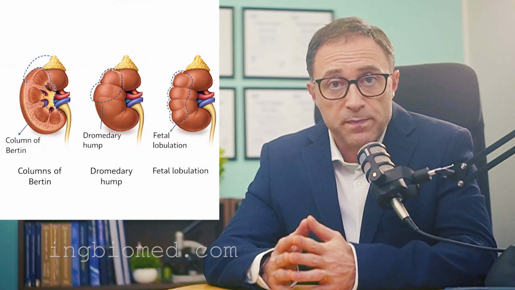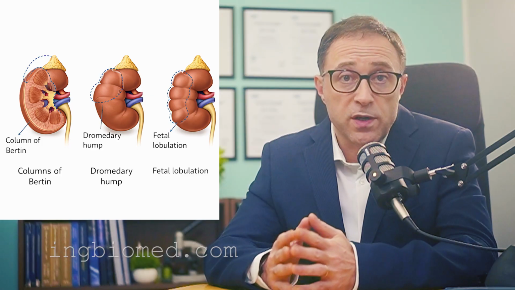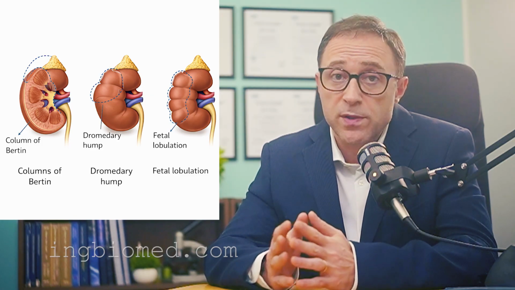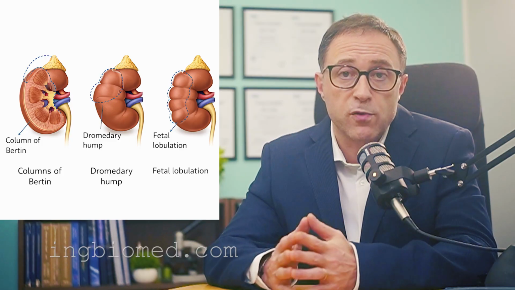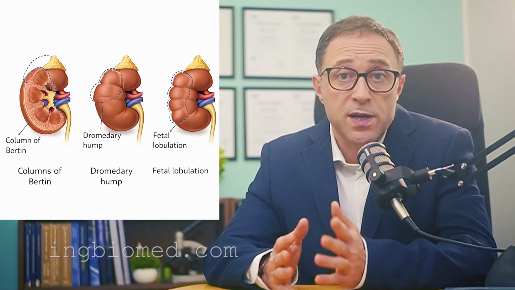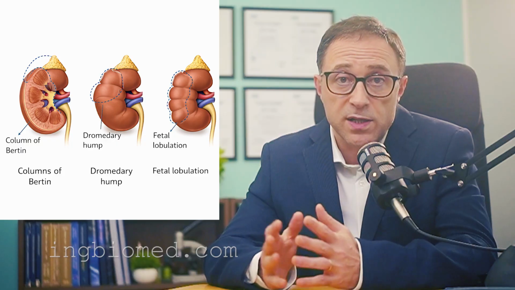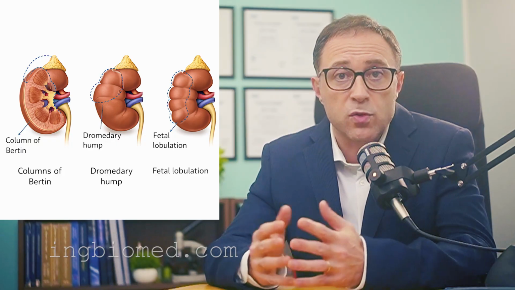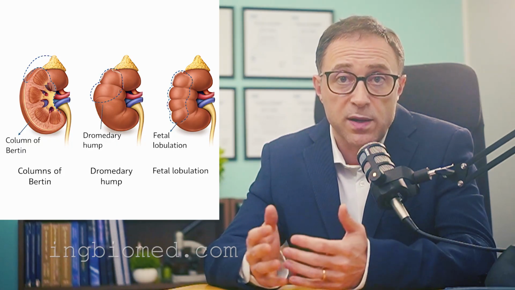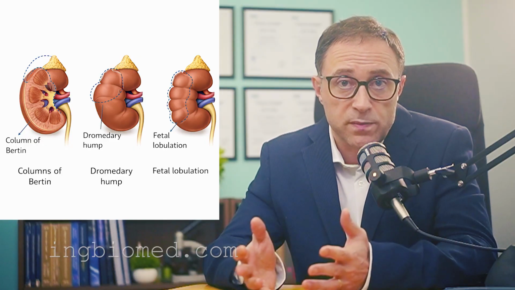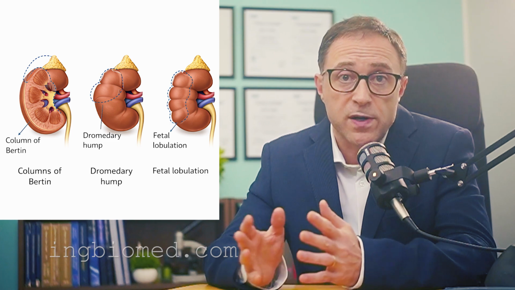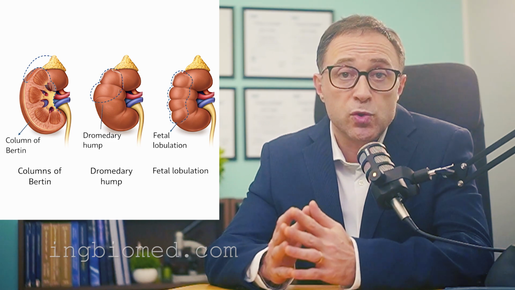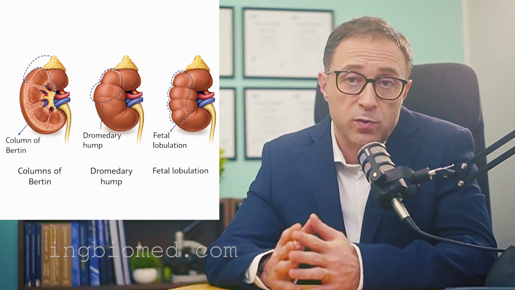Let us now consider anatomical variants. Hypertrophic columns of Bertin, dromedary humps, and persistent fetal lobulation may simulate focal lesions. Recognizing their echogenicity identical to normal cortex and their continuity with surrounding parenchyma avoids misinterpretation. A horseshoe kidney may present as a paravertebral parenchymal bridge and should not be confused with retroperitoneal masses.